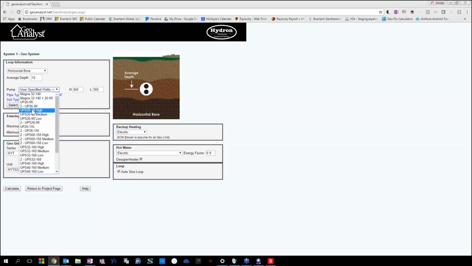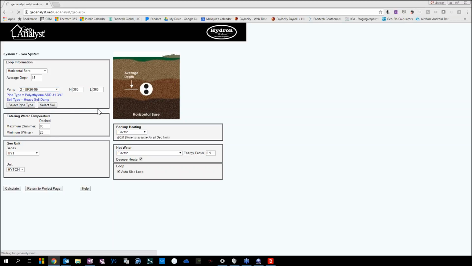For this job, I'd like to select 2 UP2699 pumps. And here we see our pipe type is polyethylene SDR11, and it's 3/4 inch. And our soil type is heavy damp soil. If I want to change those, I could go here to, let's say, the select soil button.